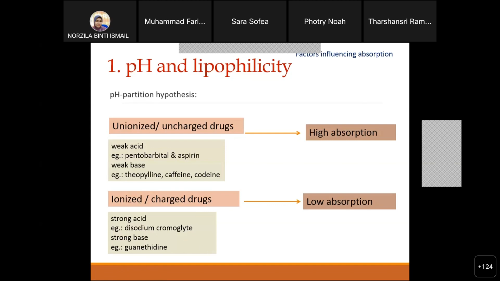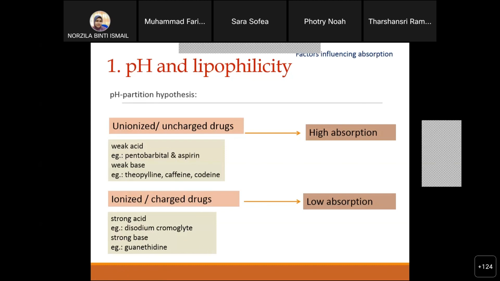So kalau yang highly absorbed, it can be prepared through IV, IM, oral, subcutaneous, ataupun we can do implantation. Okay, those are for drugs that are highly absorbed. Kalau low absorption capability, we prepare it through IV.